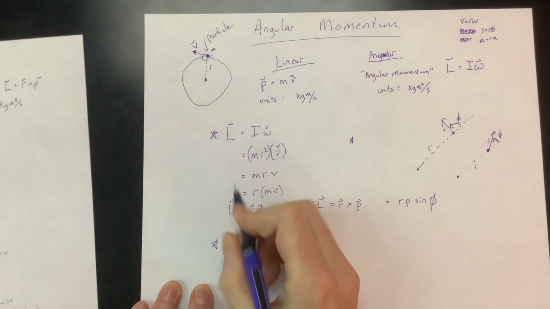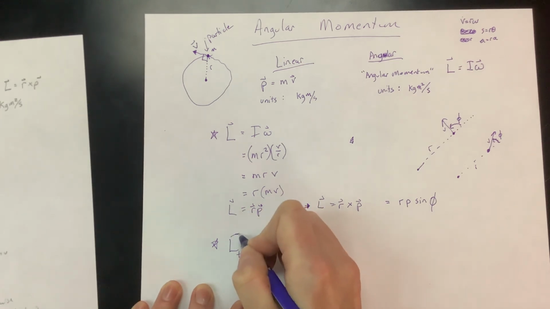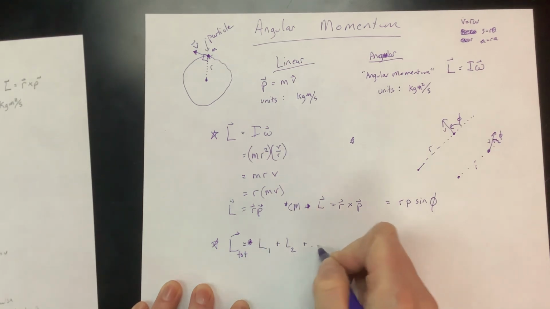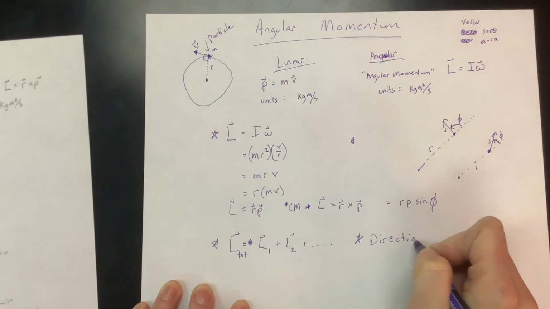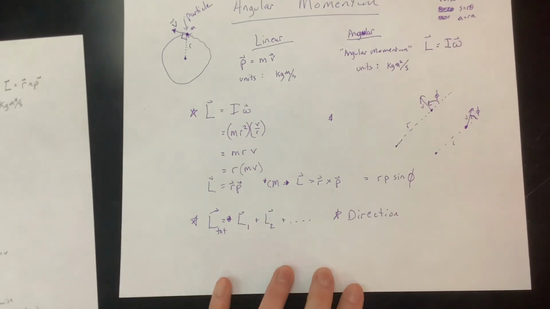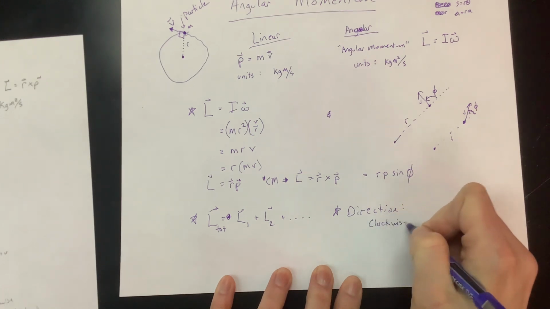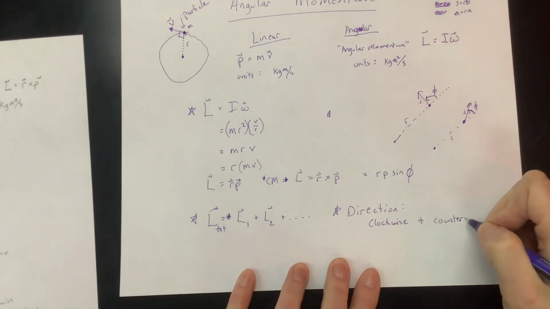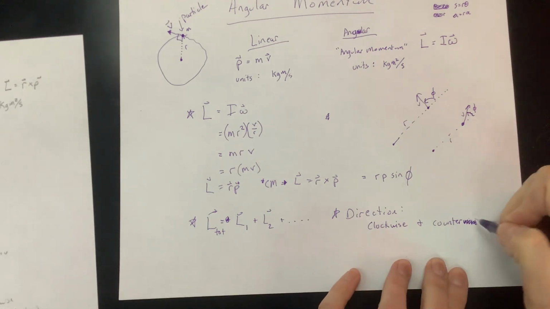Something to note, angular momentum, like linear momentum, a total momentum would be the addition of all of the pieces. Whoops, that should be an equal sign: L total equals L1 plus L2, however many you have. And they are vectors, so they have some directional quality to them. The directional quality of the angular momentum is going to be kind of like torque. It'll be like clockwise and counterclockwise. Okay, so if they're in opposite directions, you would subtract, and if they're in the same direction, you would add, clockwise or counterclockwise, like that.